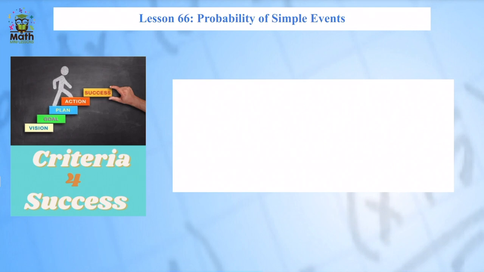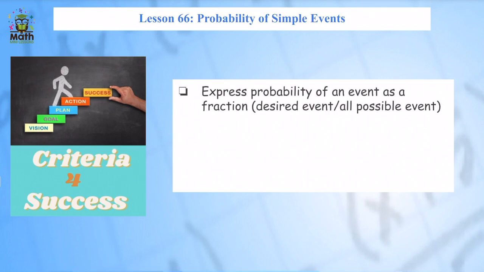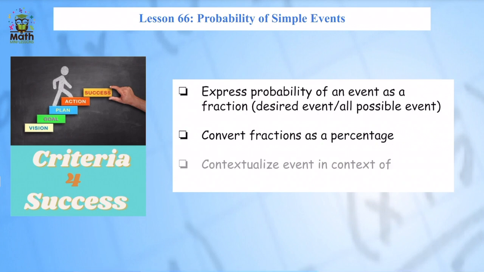As I'm modeling, I want you to look out for a few things. One, watch how I express probability of an event as a fraction and how I convert that fraction into a percentage or even a decimal. And finding how I contextualize the event in the context of probability.